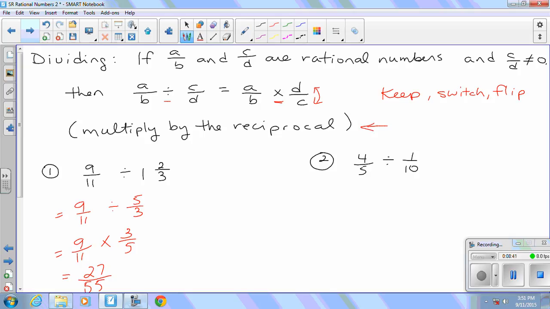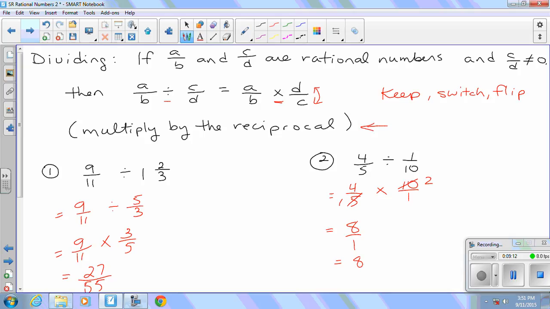Okay, if we look at the second one, I've got 4/5 divided by 1/10. They're both already in the proper format, so we can just multiply by the reciprocal, so we get 4/5 times 10 over 1. And now we do see that we've got some common factors in a numerator and denominator. We can divide out that 5. So 5 divided by 5 is 1. 10 divided by 5 is 2. So I end up with 8 over 1, which is 8.